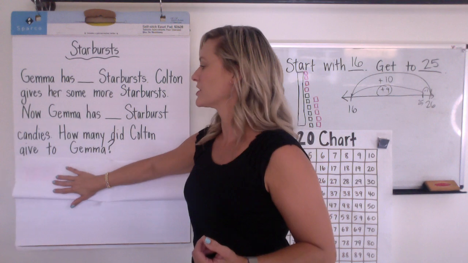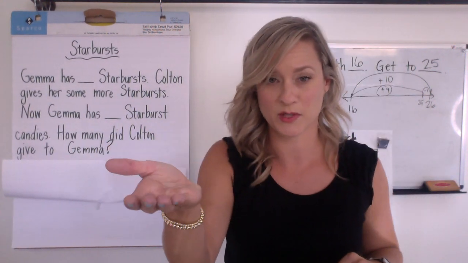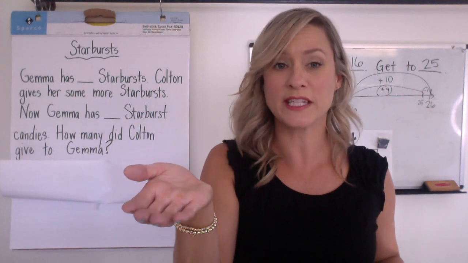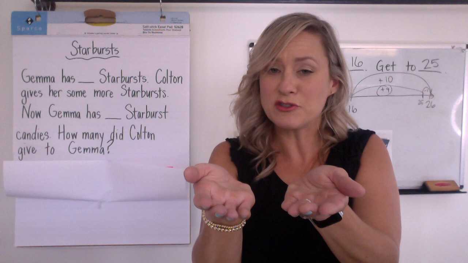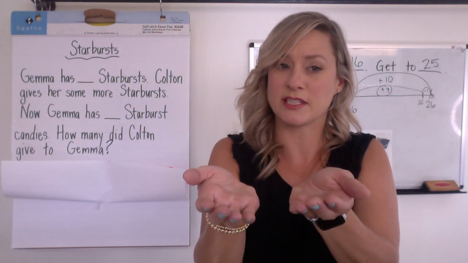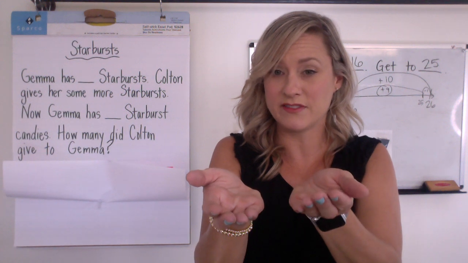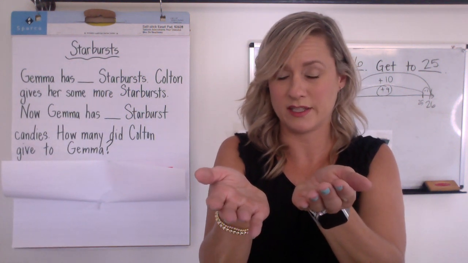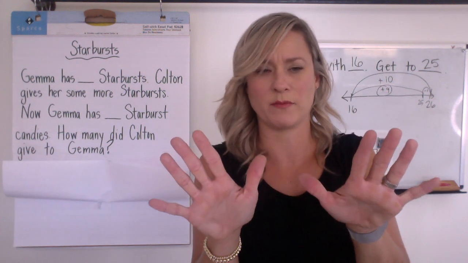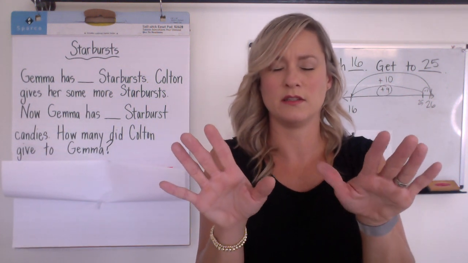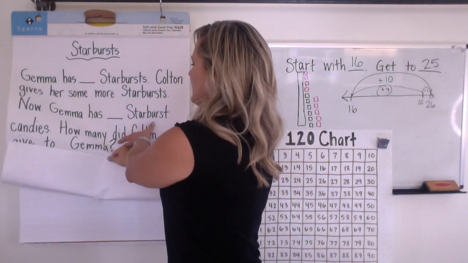This story is about starbursts. Okay, so Gemma has some starbursts. Colton gives her some more starbursts. Now Gemma has starburst candies. How many did Colton give to Gemma? Okay, so let's check that out with numbers. I feel like I have to unpack further. My brain is spinning. Hold on. Okay, I think I'm okay. All right, let's see.